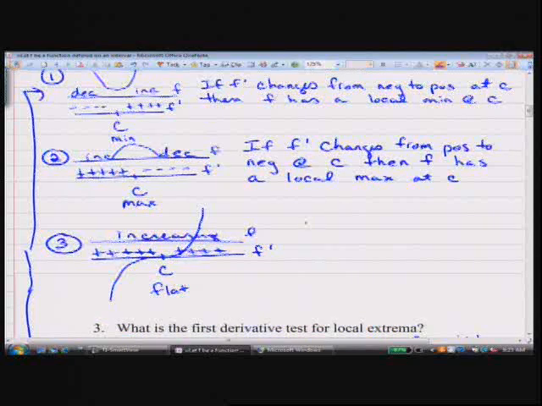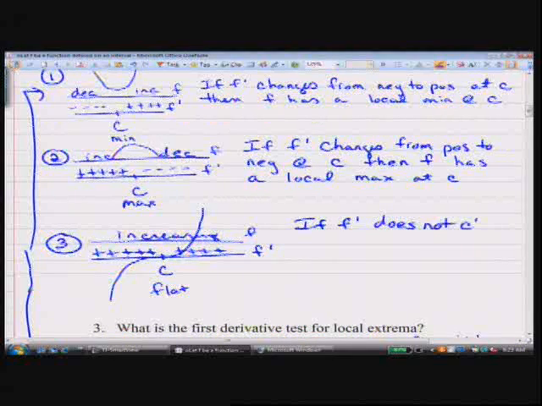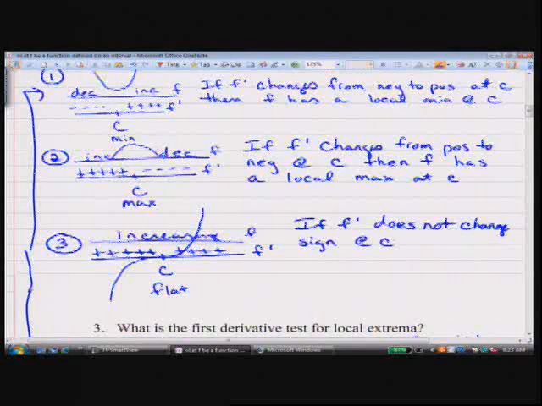So if f prime does not change sign at C, the function has no local extrema there.